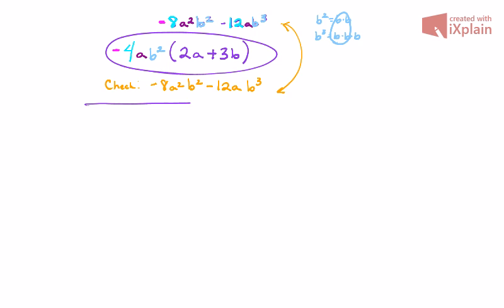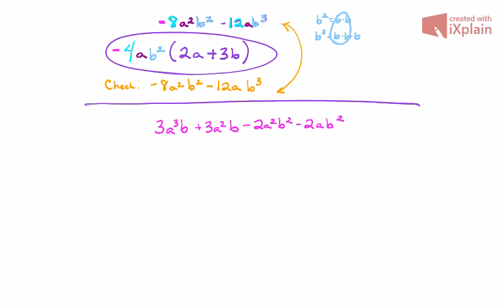Okay. So the last one that we will take a look at will be a factoring by grouping example. So let's start off with 3a cubed b plus 3a squared b minus 2a squared b squared minus 2ab squared.